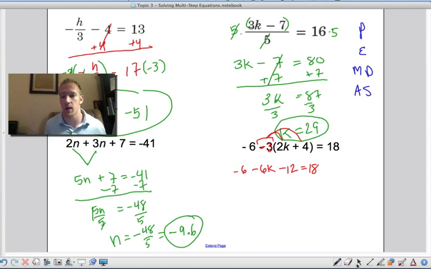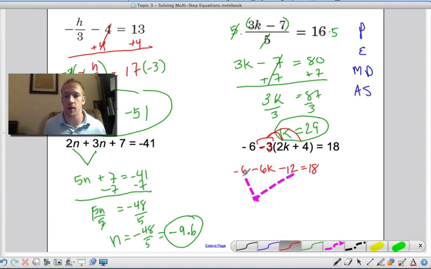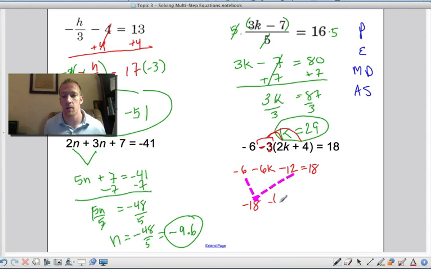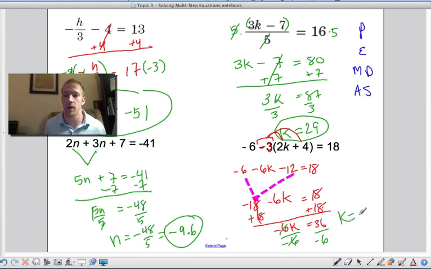So now I can combine like terms. And that gives me a negative 6. Numbers are like terms. So negative 6 and negative 12 is negative 18. Minus 6k equals 18. Now I just follow my steps. Add that to eliminate. That gives me negative 6k equals 18 plus 18 is 36. And then divide by negative 6 so that the negatives cancel. K equals 36 divided by negative 6 is negative 6.